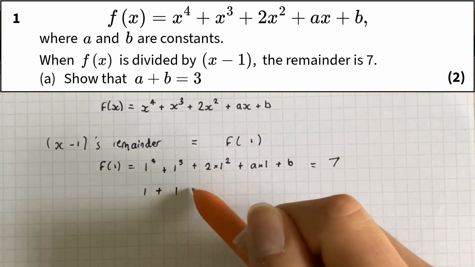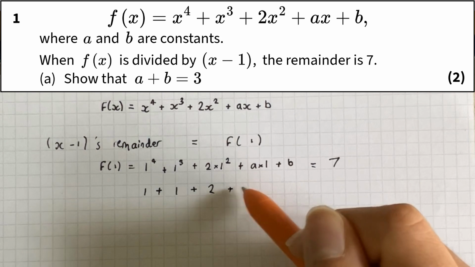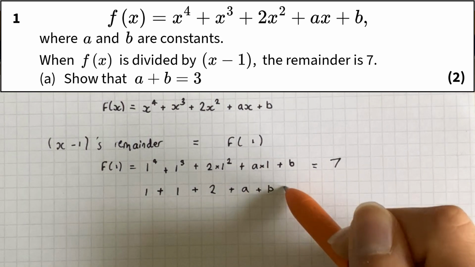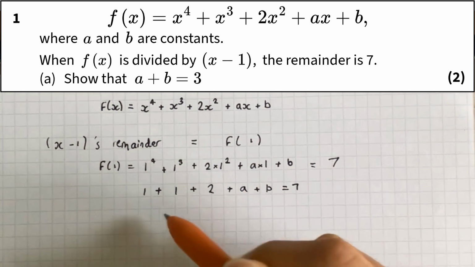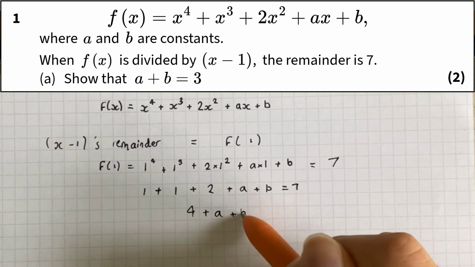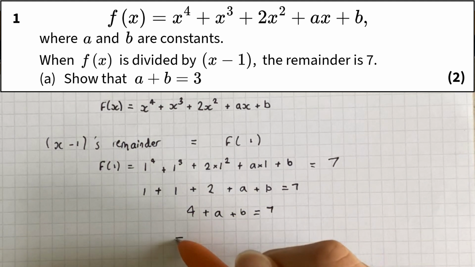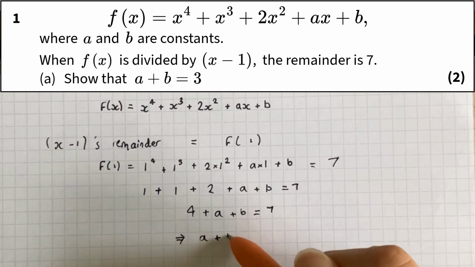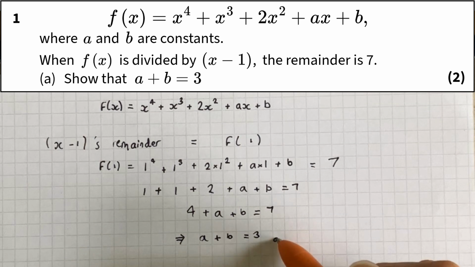From here, it's just a case of simplification. And now we can add 1 plus 1 plus 2, which is 4. And therefore a plus b is equal to 3, as it was meant to be.